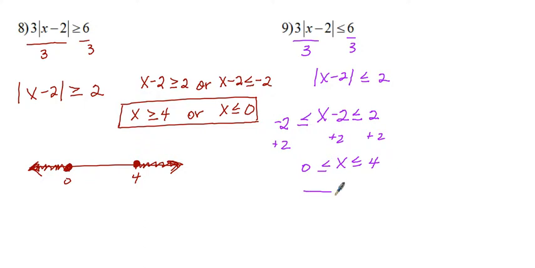The number line for this should look like a sandwich, right? Let's put a 0 here and a 4 here. We have solids because we have less than and equal to. And x is less than 4, so to the left of 4, and greater than 0, to the right of 0. So we've got any value between 0 and 4, including 0 and 4, will make this true.